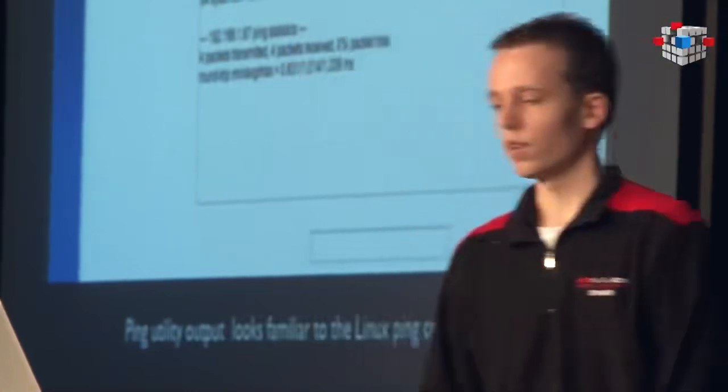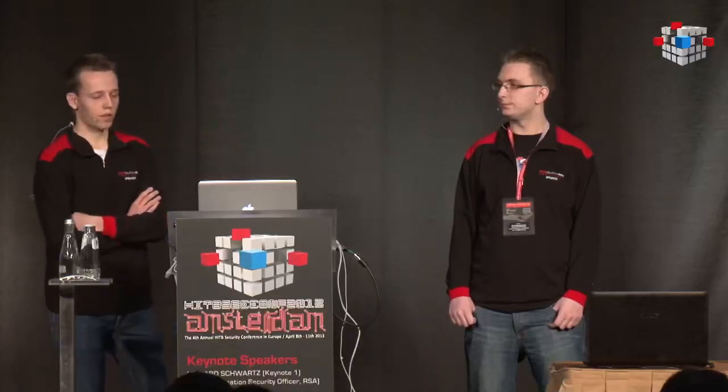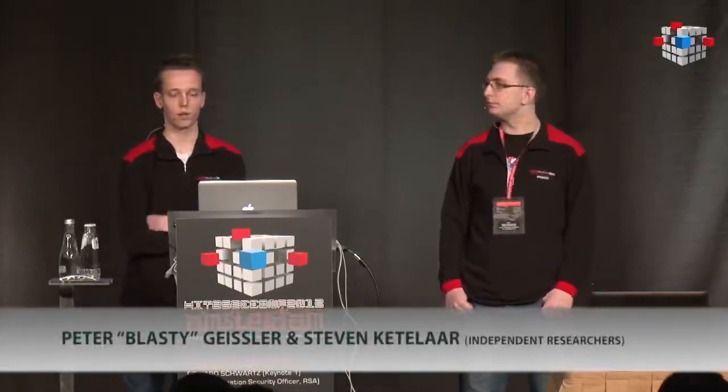The last thing provided by this interface are diagnostic functionalities. Basically you can see three different functions here: a ping or traceroute function, a DSL line test, and a ring test, which basically allow you to test your internet and DSL connectivity. The first thing that looked very strange was the output of the ping utility: when you enter a host and try to ping it, it shows the results in the text area, and it looks very familiar to the output of the Linux ping command.